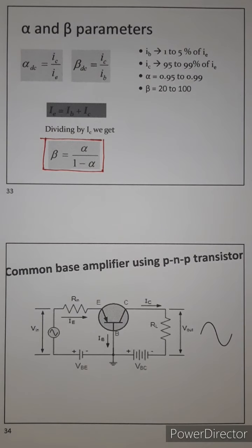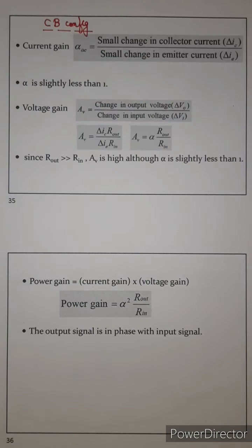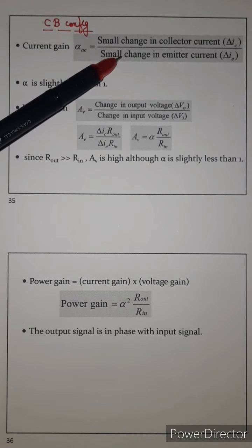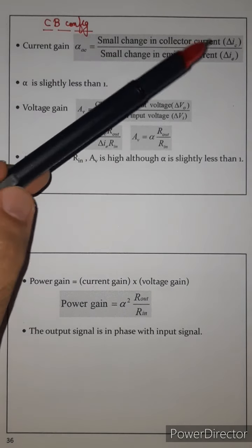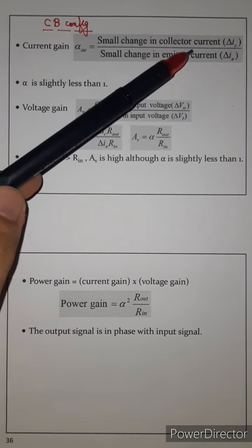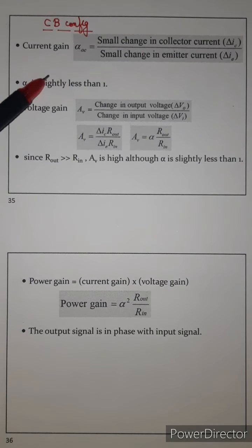Let us now discuss the case of common base amplifier which has been constructed using PNP transistor. Continuing with common base configuration, we have the first term, which is current gain, defined as delta IC upon delta IE, which represents the small change in output current due to change in input current. As we all know, the value of alpha parameter is always less than 1. So in case of common base configuration, the current gain is always less than 1.